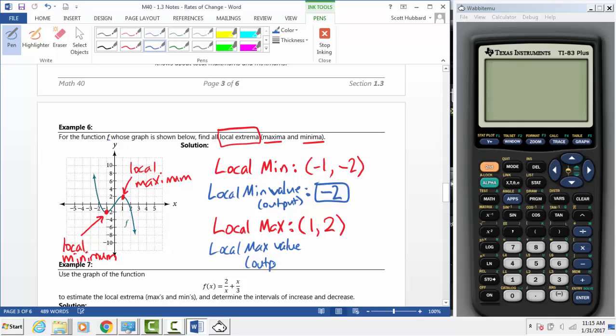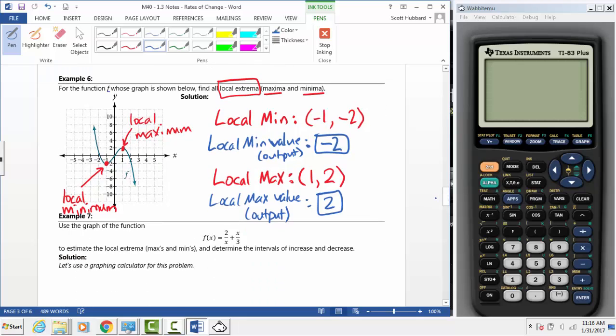And for the local max value or output, we would call that 2. Okay? We want both sometimes. So sometimes I'll ask, or the online will ask, what's the actual coordinate there. Sometimes they'll ask what is just the actual output.